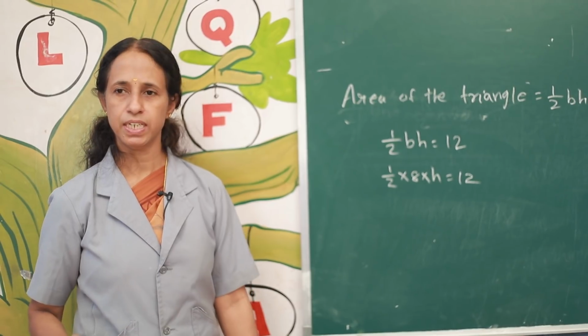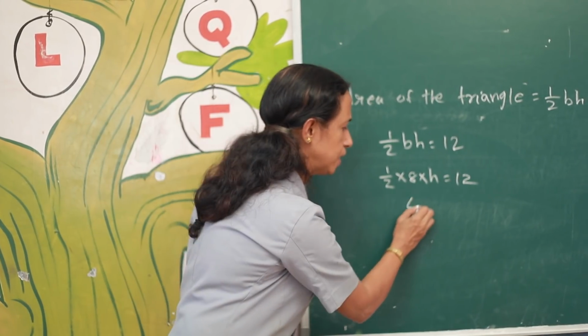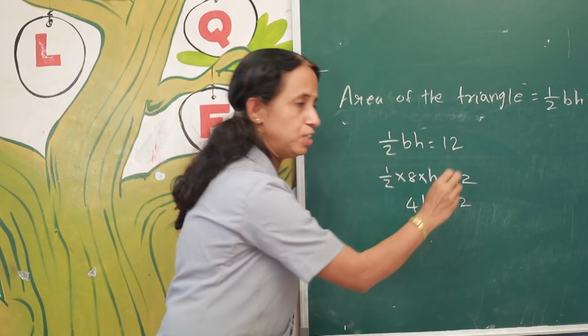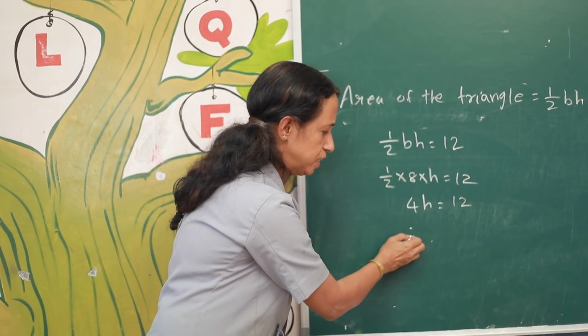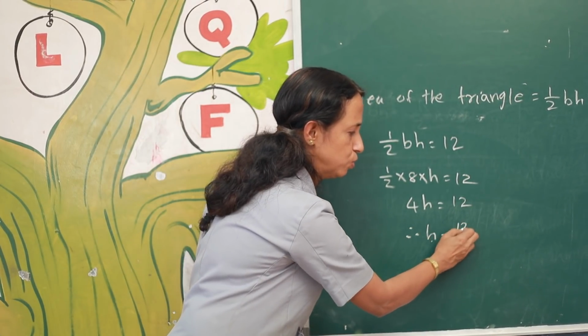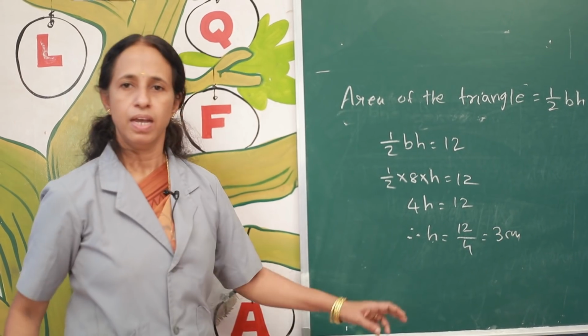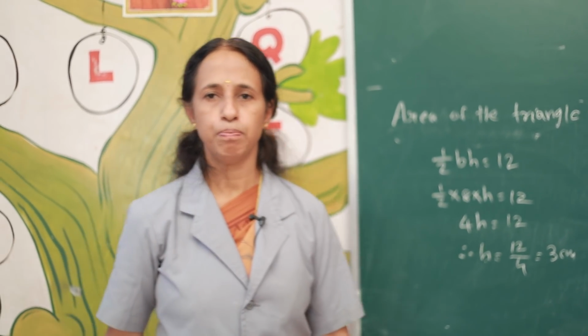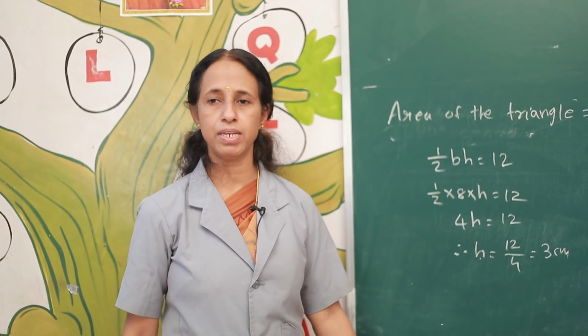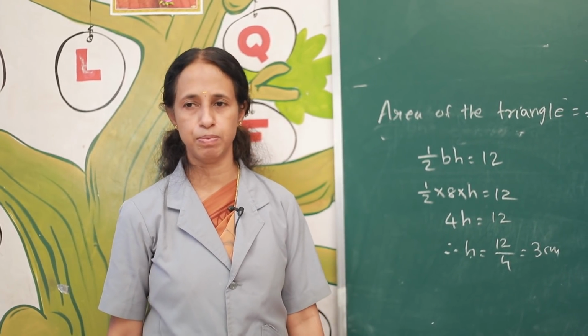Half of 8 is equal to 4. So 4H is equal to 12. Therefore, H is equal to 12 by 4, which is 3 centimeter. Here base is equal to 8 centimeter and height is equal to 3 centimeter.